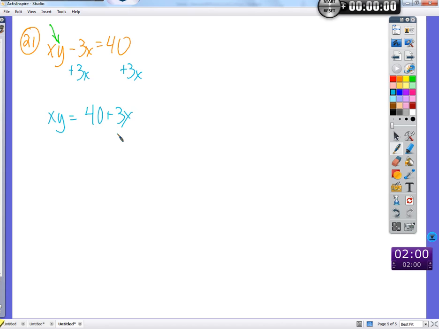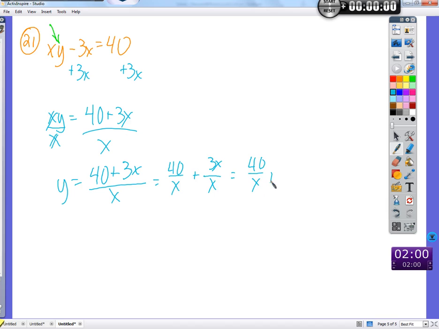40 plus 3x. We can cancel out that x factor. Y is equal to 40 plus 3, right? 40 plus 3 over 1? Cancel out that x? No. No, why not? It's not a factor of the entire numerator. Excellent. It's not a factor of the numerator entirely. Part of it, yes, but not all of it. You could write it as two fractions that have the same denominator. Get 40 over x plus 3. Do that. That's up to you.